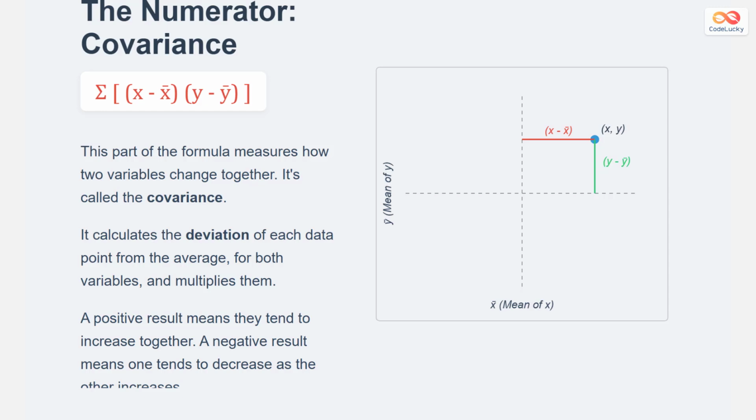Let's focus on the top part of the formula, which is known as the covariance. It works by looking at each data point's distance, or deviation, from the average. For each pair of x and y values, we see how far it is from the average x and the average y. Multiplying these deviations tells us if both variables are moving in the same direction relative to their averages.